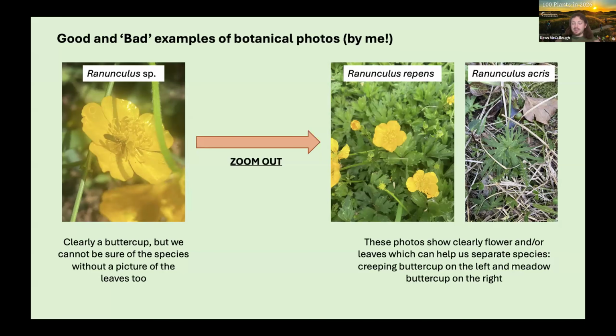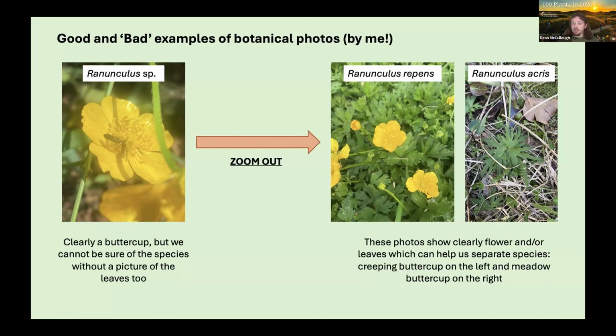But there's quite a few species of buttercup, and there's two that you'll most likely come across. If I just included that first photo, I think I was taking a picture of the insect. It's too zoomed in, really, and I need a picture of the plant as a whole, as the first point that I made. So that includes the leaves, and you can see then the difference between the shape and the form of the leaf between Ranunculus repens, which is the creeping buttercup, and Ranunculus acris, which is the meadow buttercup.